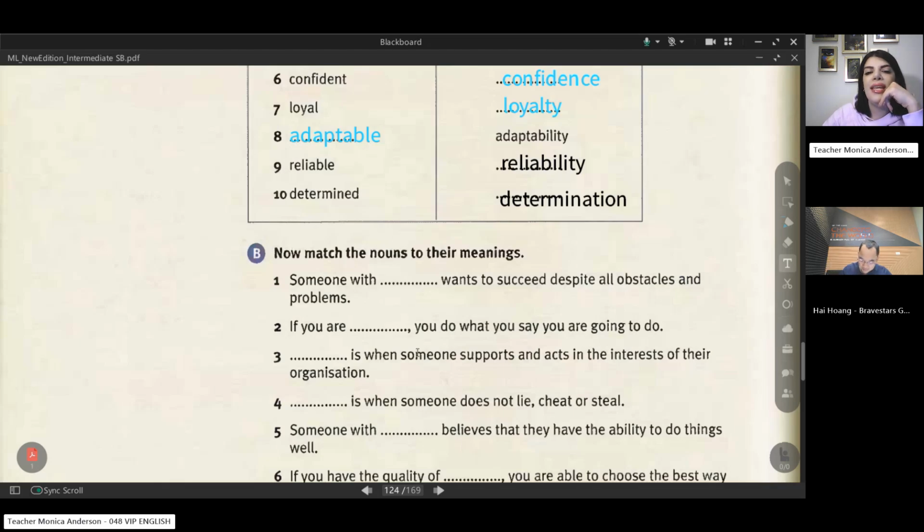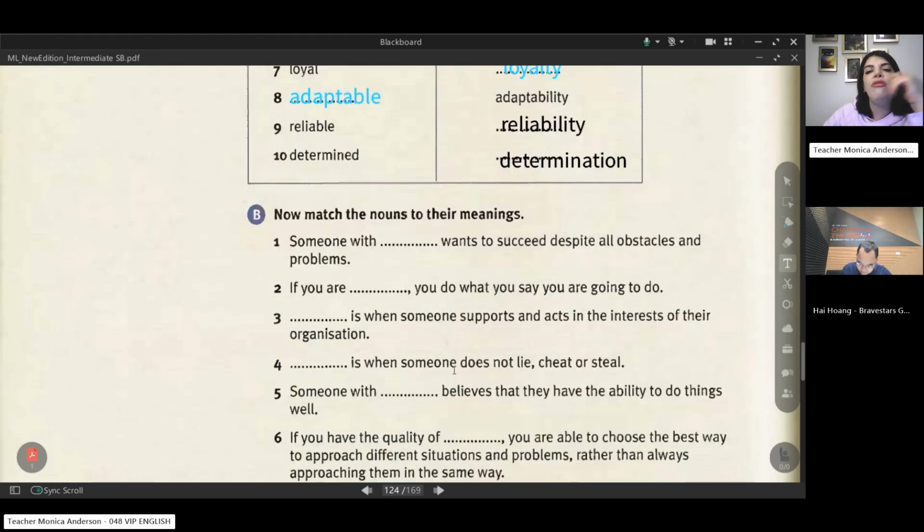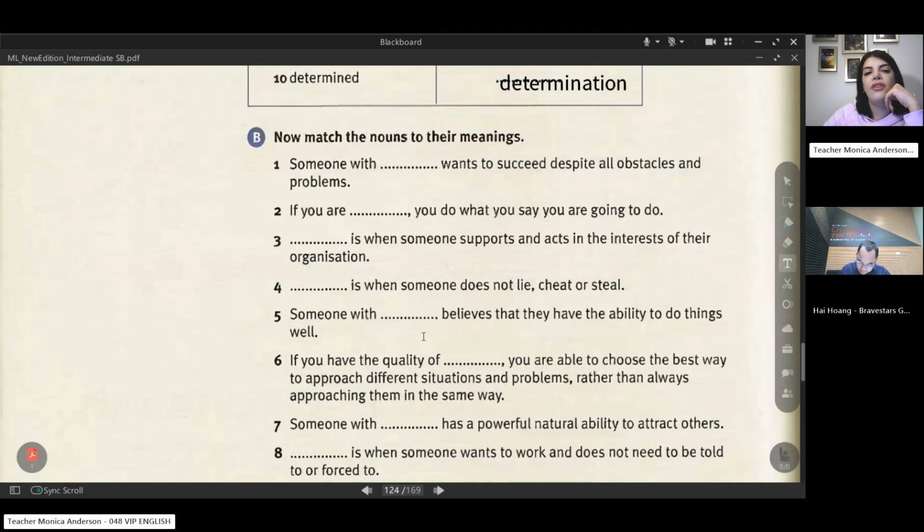And number three is when someone supports and acts in the interest of their organization. Loyalty. Of course, loyalty is when someone supports and acts. And number four is when someone does not lie, cheat, or steal. Honesty. Honesty, of course.